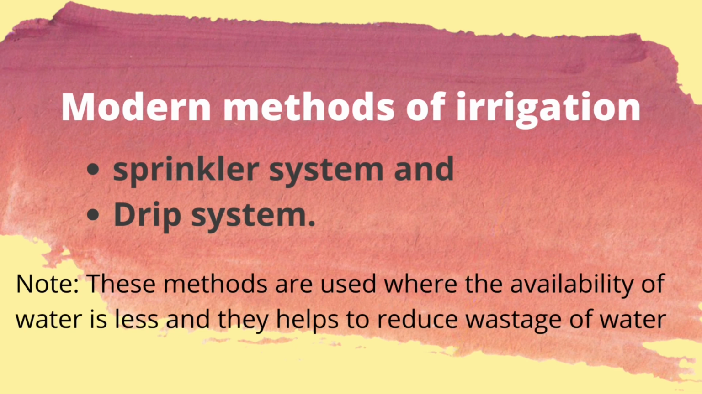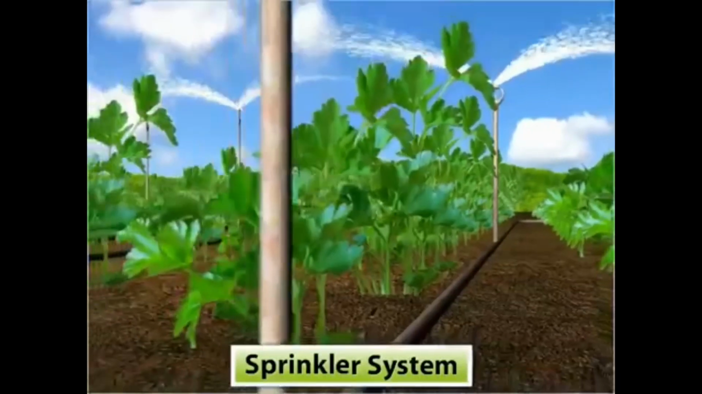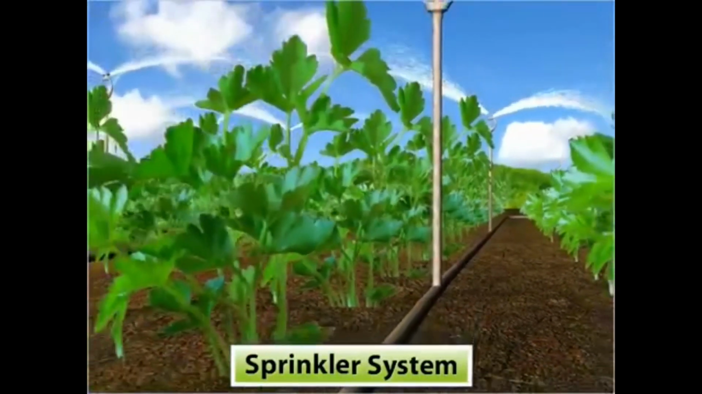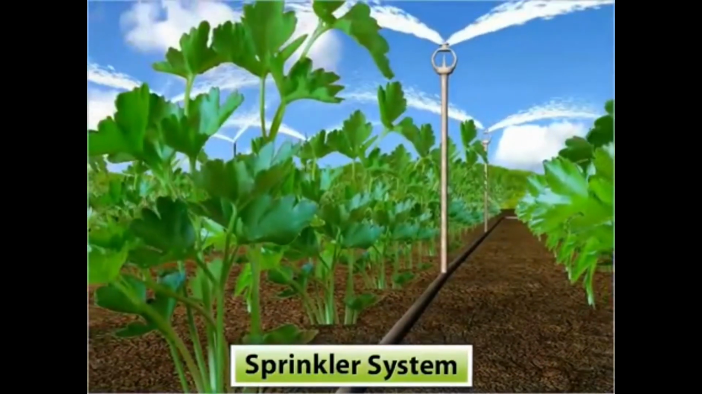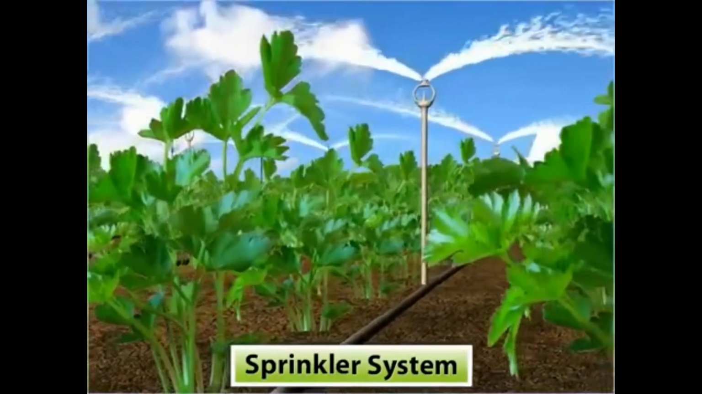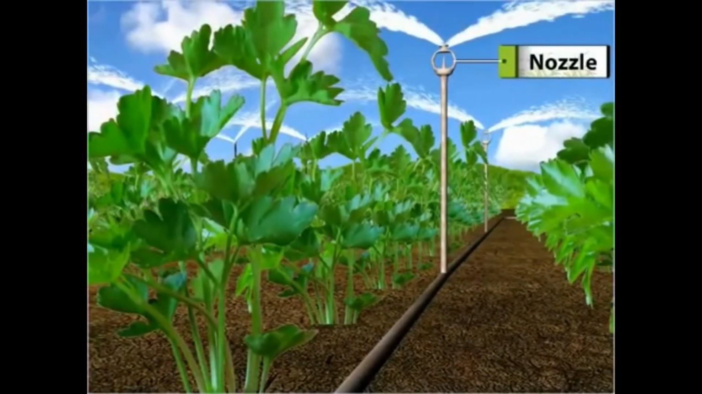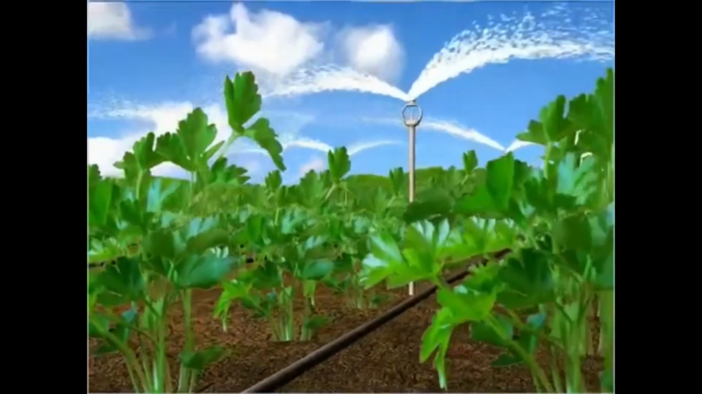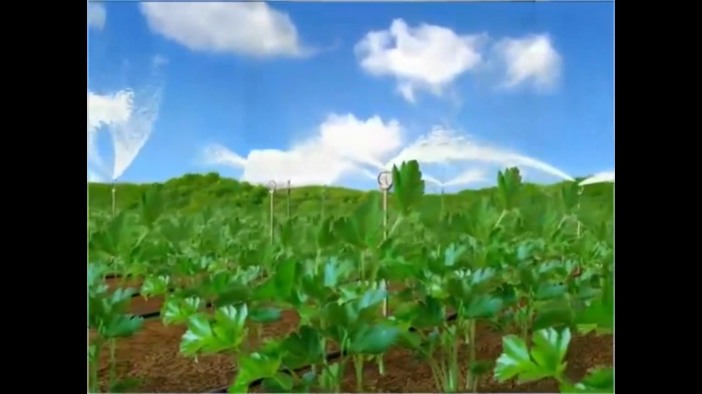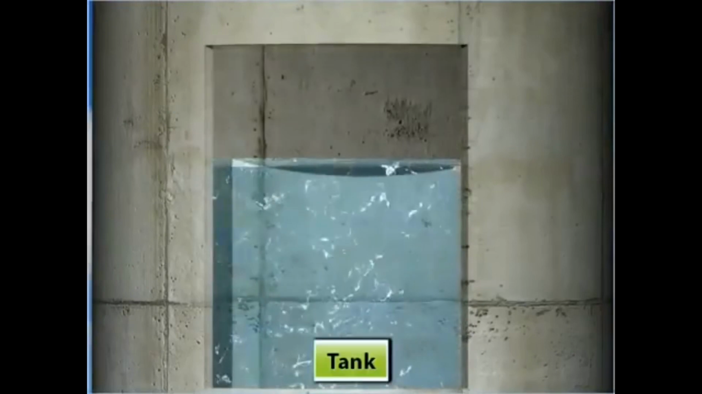These methods are used where the availability of water is less and they help to reduce wastage of water. So the two methods which we will study are sprinkler system and drip irrigation system. The sprinkler system is used in arid regions and the areas having uneven surfaces. This system involves many perpendicular pipes with rotating nozzles at the top, installed at regular intervals. The pipes are placed on the field, attached to the main pipeline connected with the tank containing water.